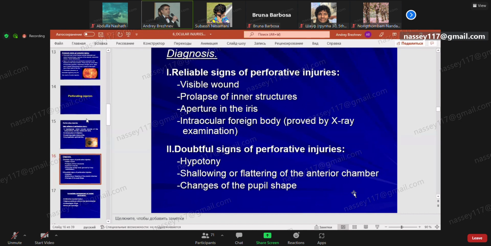And doubtful signs. Doubtful signs of perforative injuries are hypotony, which may be present in contusional injuries. Shallowing or flattening of the anterior chamber also may be in case of contusion. Changes of the pupil shape also may be in case of contusion. So in this case, it's necessary to differentiate between contusional injuries and perforative injuries.